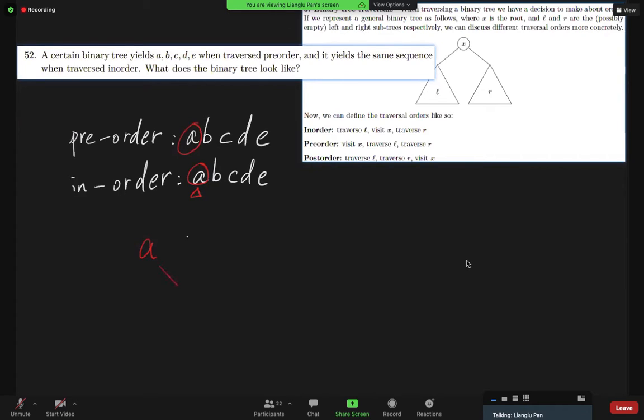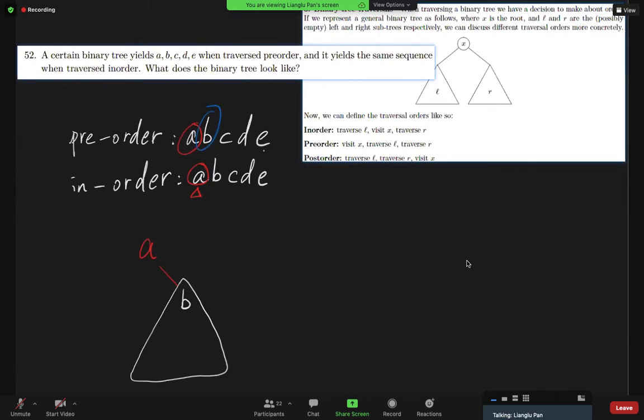Now, if we want to construct the right subtree, we look at the pre-order and in-order sequences again. The pre-order sequence gives us B, C, D, E, and we know B, C, D, E, all of them are in this right subtree. So let's repeat what we just did. Let's try to find the root node of this right subtree. And the root node is clearly, in this case, node B.